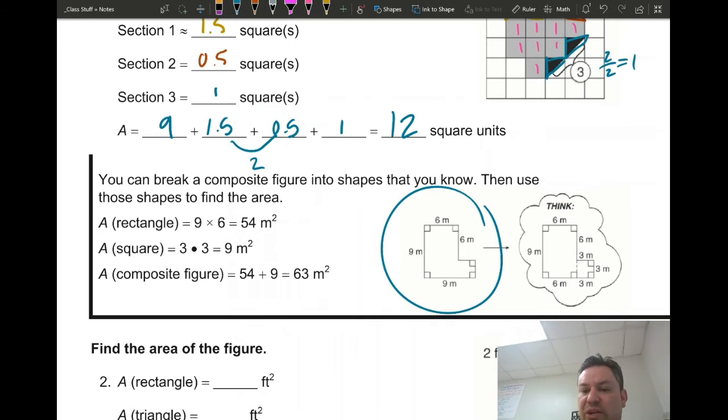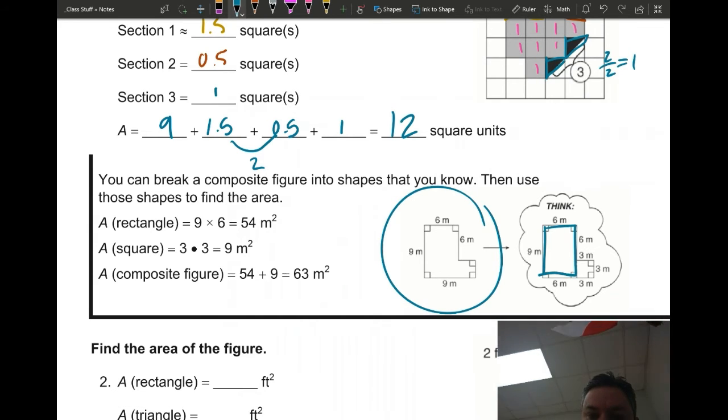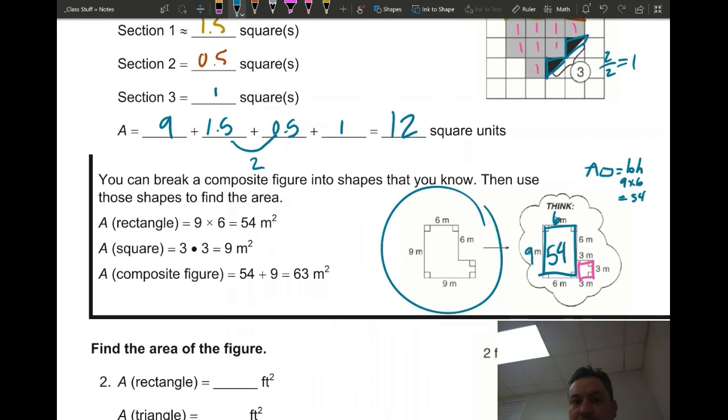And this is what they want you to think. Okay, well, maybe I can make a rectangle right here. And for the other one, I can just make a little square. Find the area for the two of them separately, and then combine. So if I look at the rectangle, the area for a rectangle is just base times height. This one is a 9 by 6, so it's 9 times 6, which is 54. So the area for this is 54.